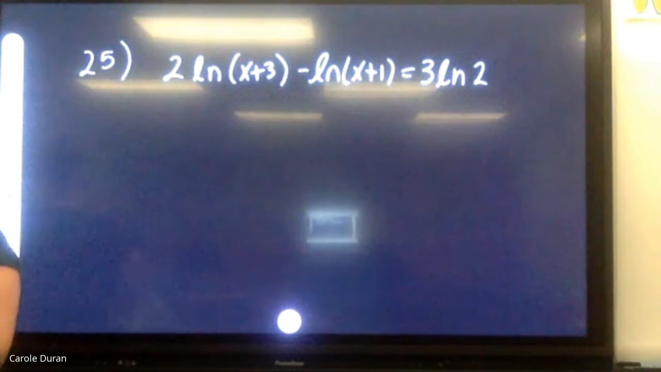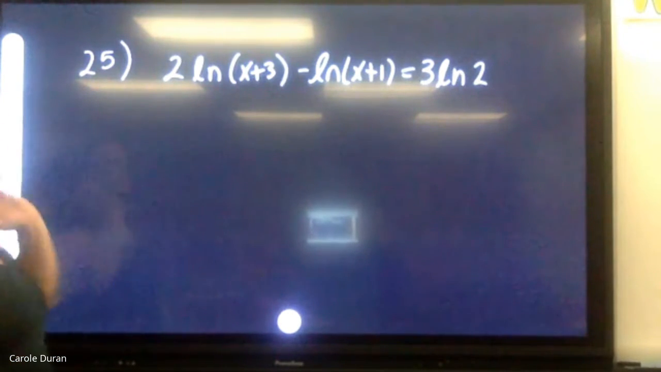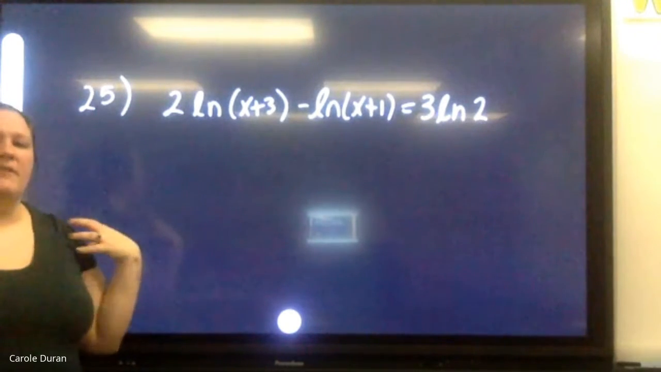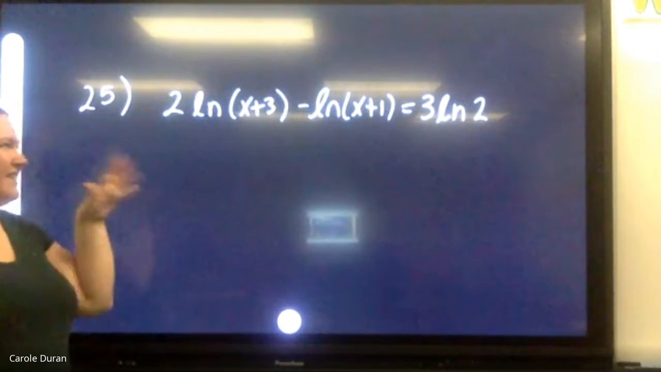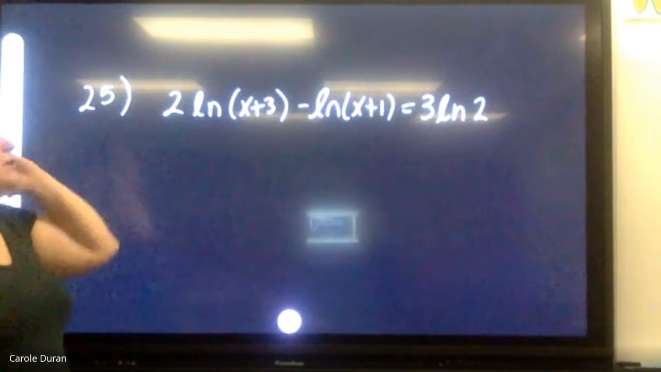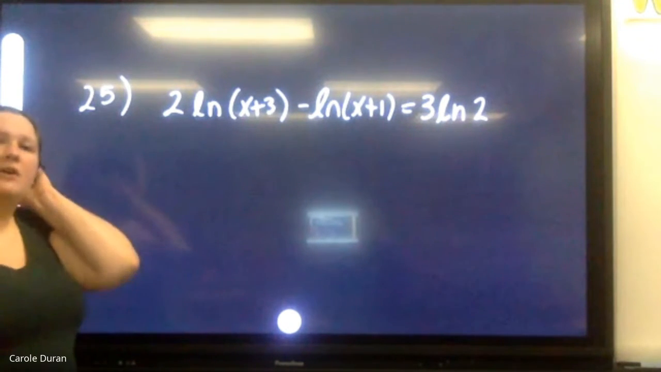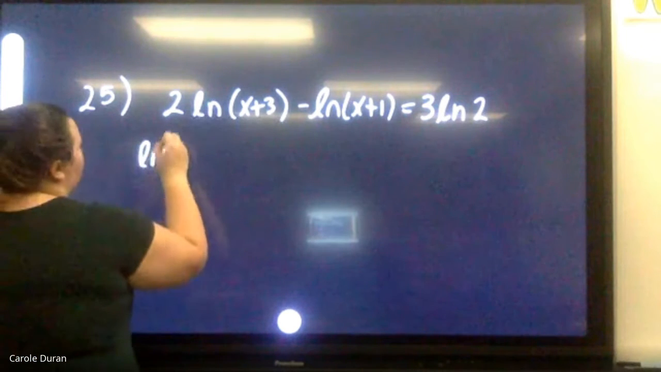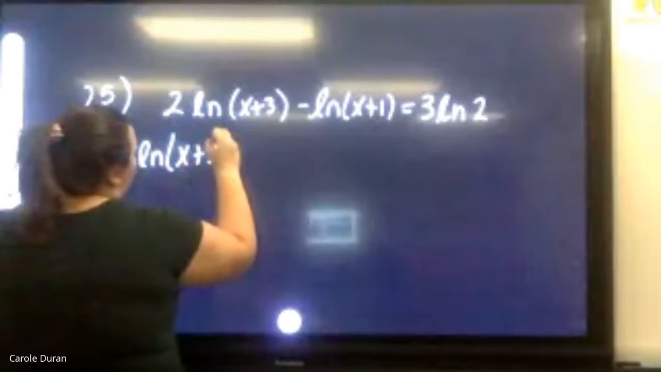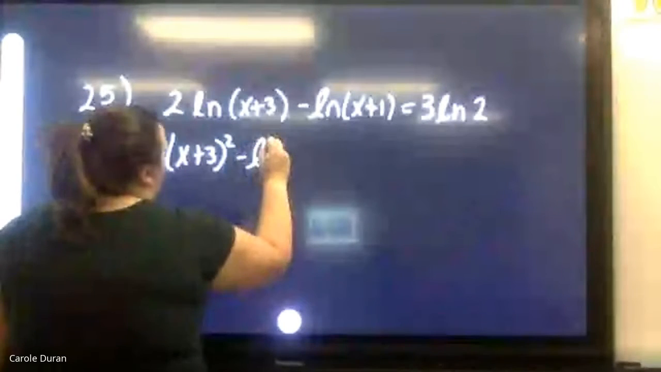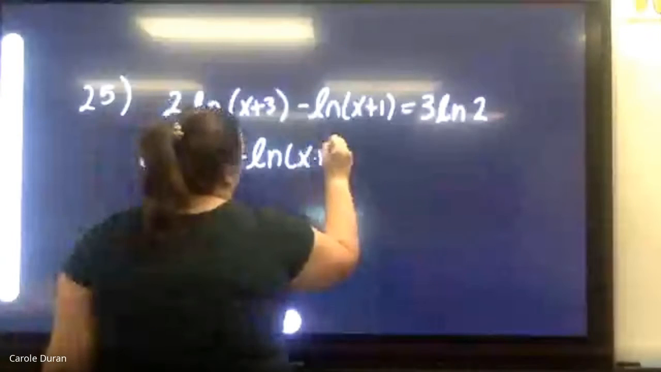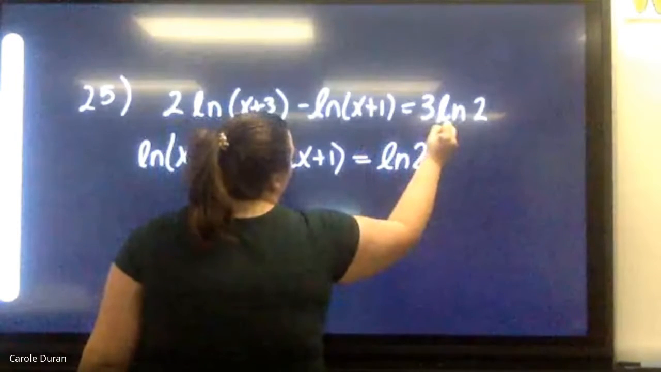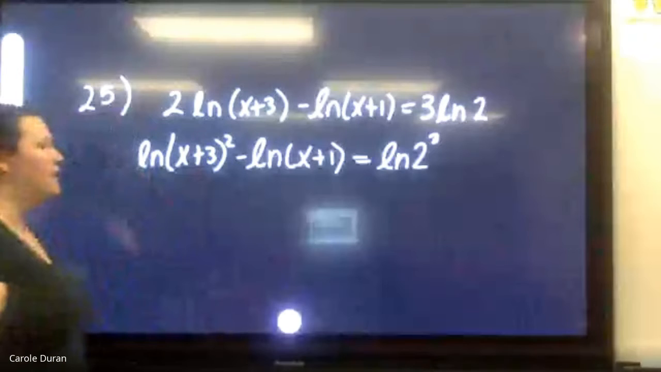In order to solve this, I'm clearly going to have to at least condense my left-hand side. So when I condense it, I need to move any number that's in front of my natural log up into the exponent. And I will use one of my logarithmic laws to condense. So the 2 becomes an exponent, and I get the natural log of x plus 3 squared minus the natural log of x plus 1, and then equals the natural log of 2 cubed, because I moved that 3 up into the exponent as well.